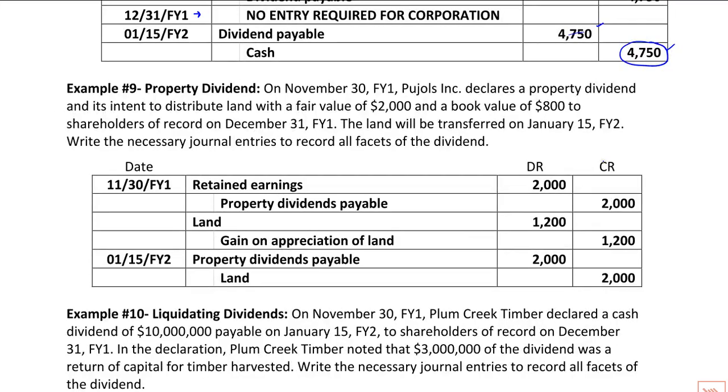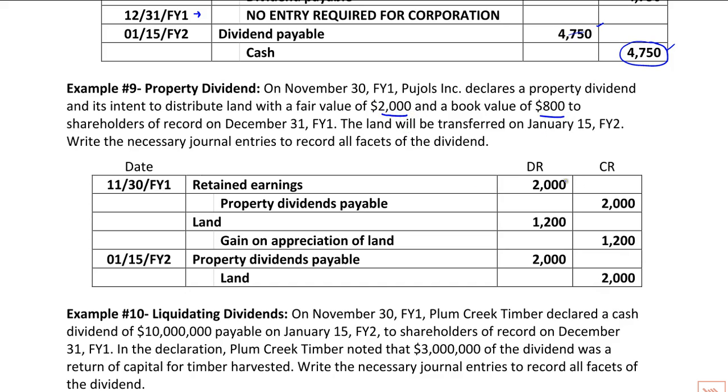Property dividend. So you're going to reduce total assets, and the thing you have to keep track of here is that on the declaration date, the company has committed to removing or disposing of the property. So the company must record a gain or a loss if the item's held at cost on the declaration date. So we have an item with a fair value of 2,000 and a book value of 800.